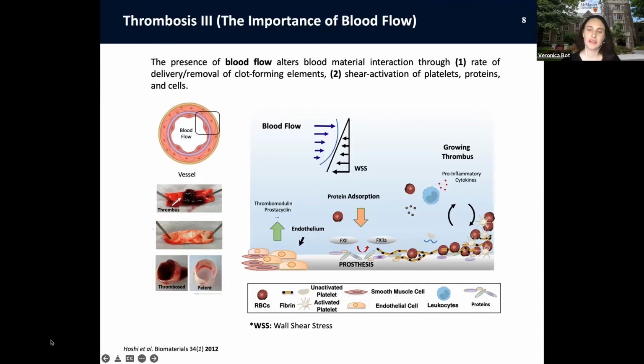Clearly, it is a combination of surface and flow factors that do govern the performance outcomes. And for me, this was a very important consideration in the development of my testing platform, because I wanted to generate this physiological-like testing environment so we can gain pretty realistic insight into the performance of these materials at the benchtop.